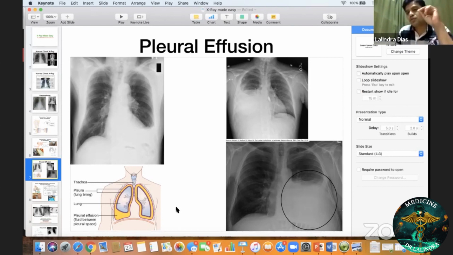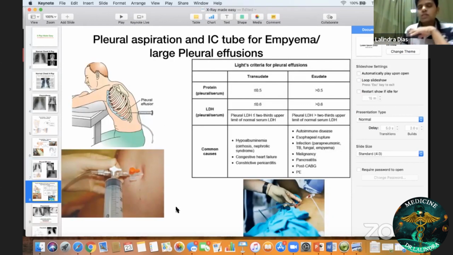Guys, when you get a pleural effusion, what are the causes of pleural effusion? You need to know the causes of pleural effusion. To identify the causes, they are divided as exudates and transudates. Exudate is rich in protein and rich in LDH. Transudate is low in protein, low in LDH. To differentiate exudate versus transudate, we use a criteria.